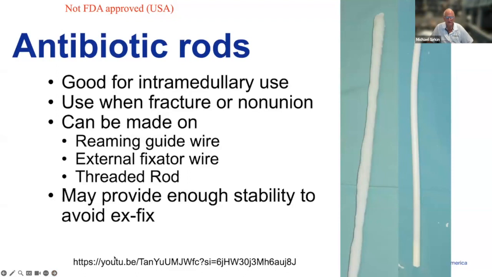Antibiotic rods are good for intramedullary use. You can make them on a reaming guide wire. You can make them on an external fixator or threaded rod, which may provide enough stability to avoid an X-fix.